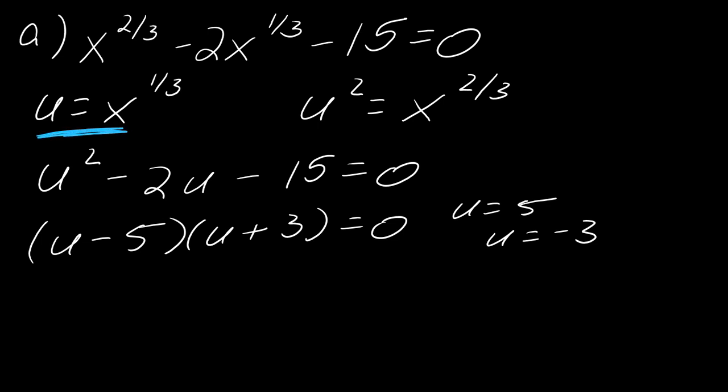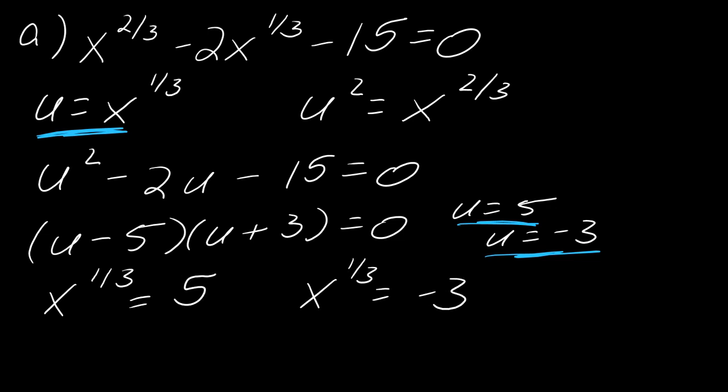Okay, so I'm just down to u's. So when I get to this step, u squared is gone, right? We don't need it anymore in how we ended up solving this. So this becomes x to the 1/3 equals 5 and x to the 1/3 equals negative 3. Now, this is different from the last problem because in the last problem, we were left with x squared.